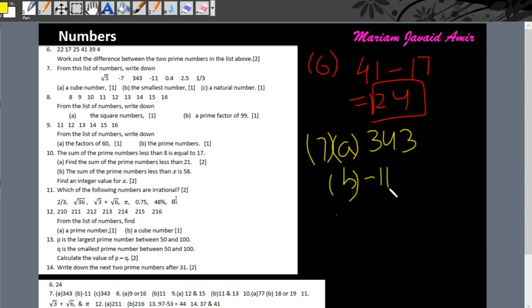And then a natural number. So natural numbers are numbers from 1, 2, 3, 4, 5 till infinity. So it shouldn't be a negative number, it shouldn't be a decimal number. So a natural number is again 343. So the answer for part C is also 343. Okay.